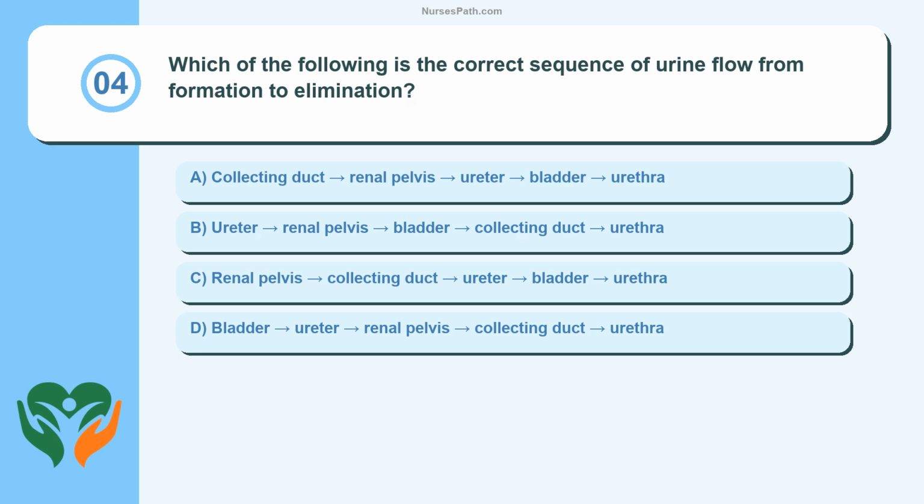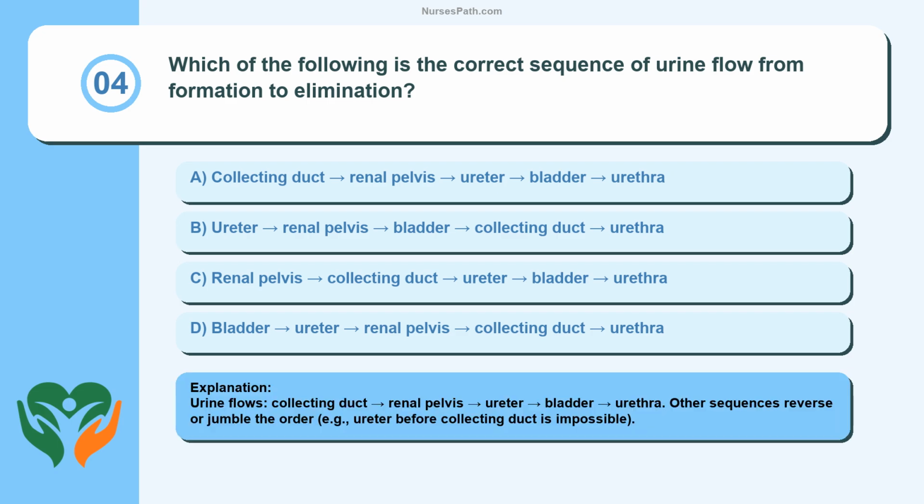Question 4. Which of the following is the correct sequence of urine flow from formation to elimination? Collecting duct, renal pelvis, ureter, bladder, urethra. Ureter, renal pelvis, bladder, collecting duct, urethra. Renal pelvis, collecting duct, ureter, bladder, urethra. Bladder, ureter, renal pelvis, collecting duct, urethra. Urine flows collecting duct, renal pelvis, ureter, bladder, urethra. Other sequences reverse or jumble the order, e.g., ureter before collecting duct is impossible.